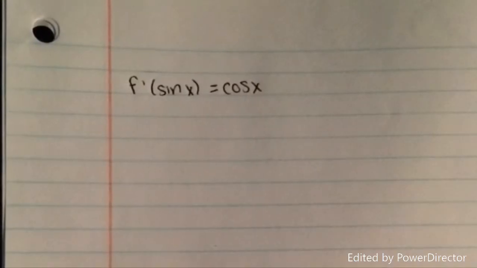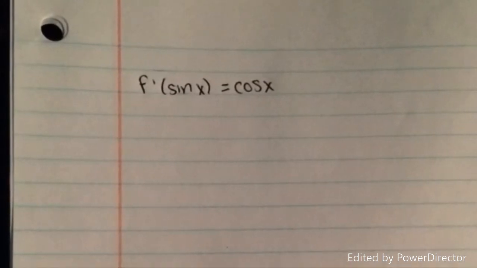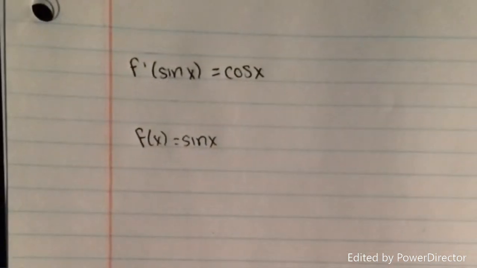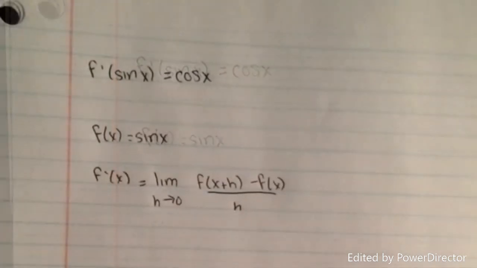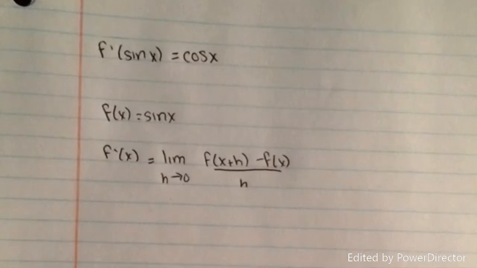So we have the function f of x equals sine of x, and we are trying to prove that the derivative of sine of x is equal to cosine of x. In proving this, we will use the limit definition, which is the limit as h approaches 0 of f of x plus h minus f of x all over h.